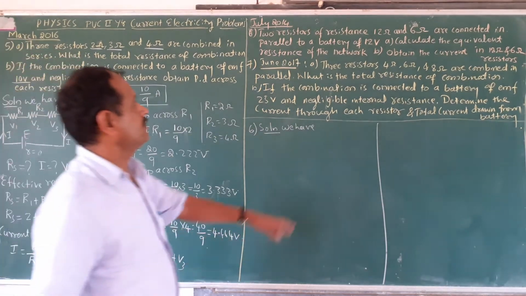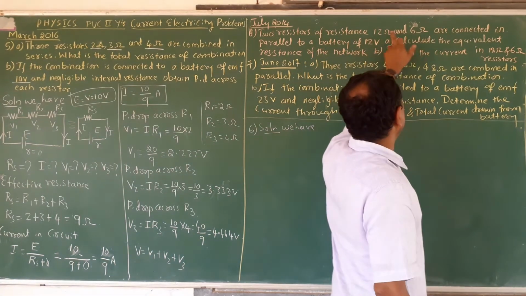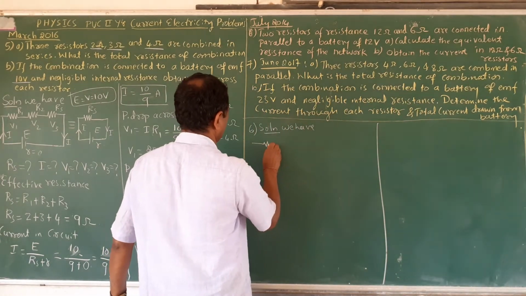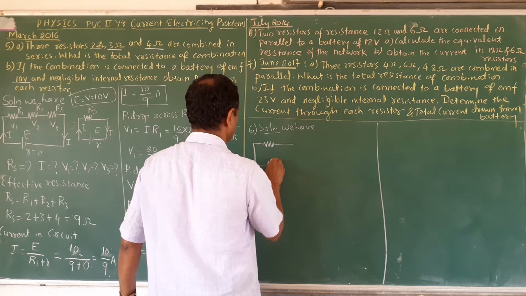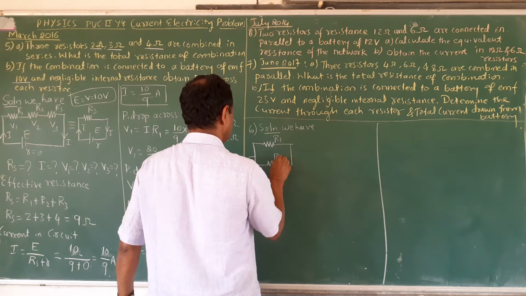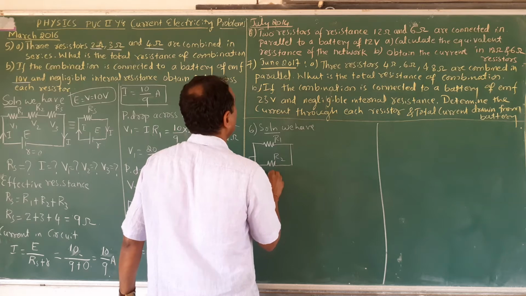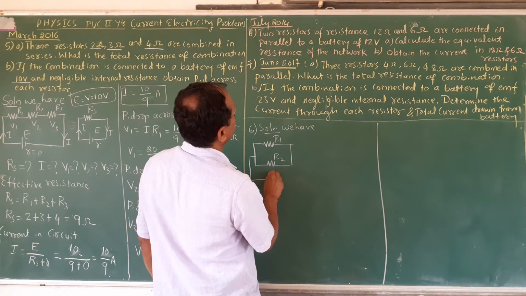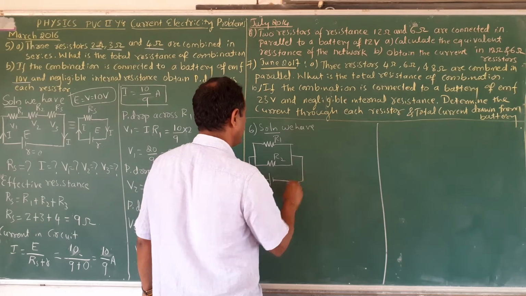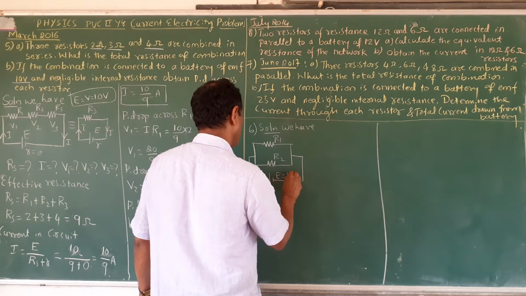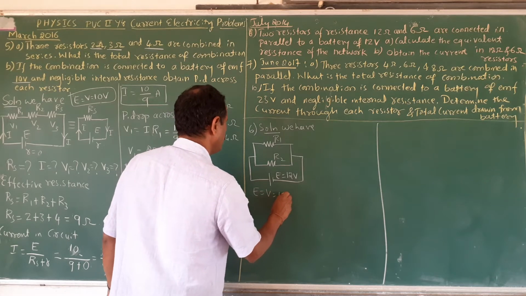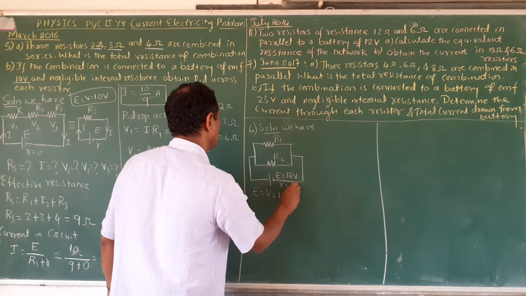Two resistors of resistance 12 ohm and 6 ohm are connected in parallel. This is R1, this is R2. Now they are connected in parallel to a battery of 12 volt. Internal resistance is not given, so what do we understand? E is equal to 12 volt, and we take the internal resistance as 0.